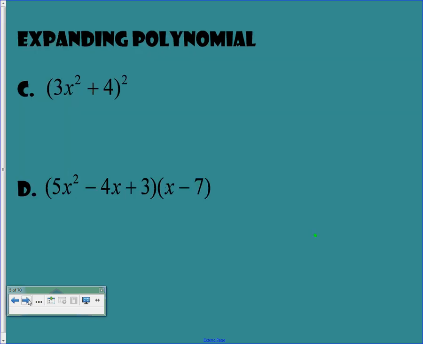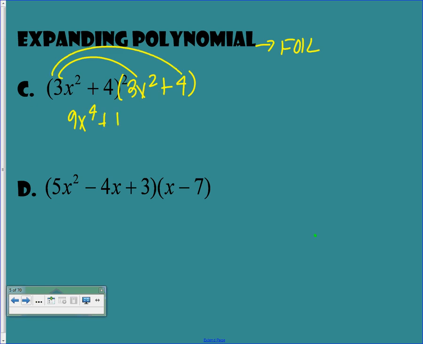That's section 1. Section 2 is expanding, and we have already done this, so it's kind of a nice day to review. Just remember when I look at example C and the squares on the outside, that really means there's 2 of these brackets, which really means I have to, oh, that's right, FOIL. So when I FOIL, first terms give me 9x to the 4th. Outside terms give me 12x squared. Insides give me another 12x squared. And last give me a 16. So when I put that all together, I've got 9x to the 4th plus 24x squared plus 16.